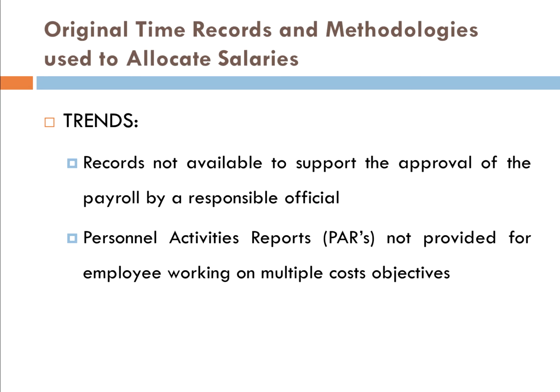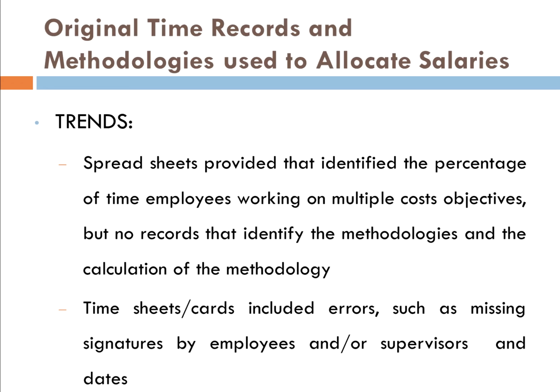The next slide, again, is regarding time records and allocation of salaries. Perry? Okay. Spreadsheets were provided that identify the percentage of time employees spend working on multiple cost objectives, but no records that identify the methodology. That was another one too. For example, programs that had staff working on multiple cost objectives would have a spreadsheet attached to the budget that says, this is my cost allocation, and it would have the percentage of time in each program. However, there was no methodology, no reason why these percentages were determined.